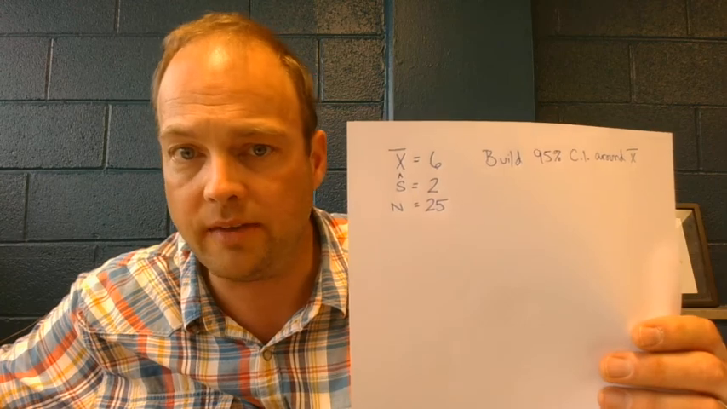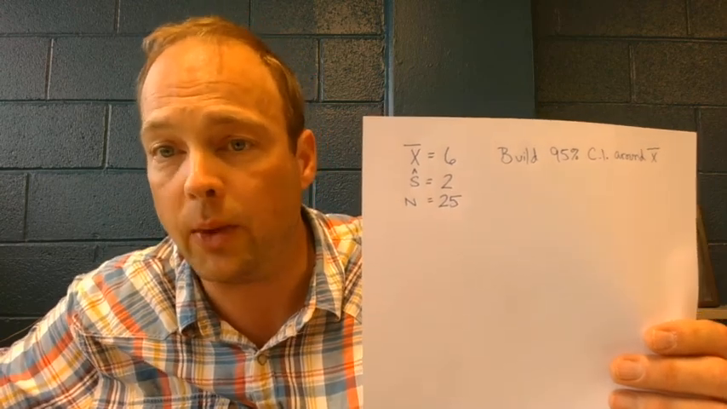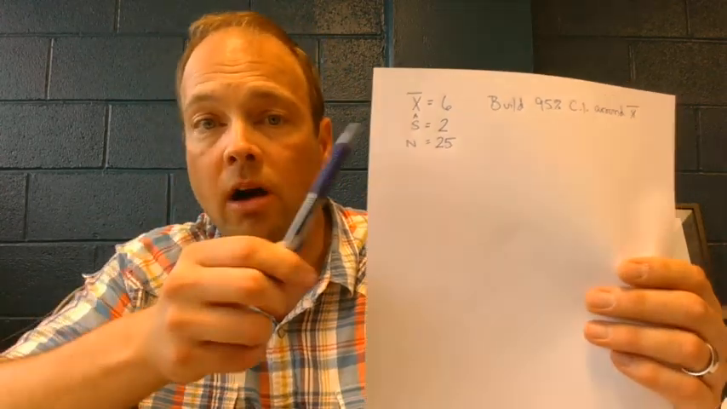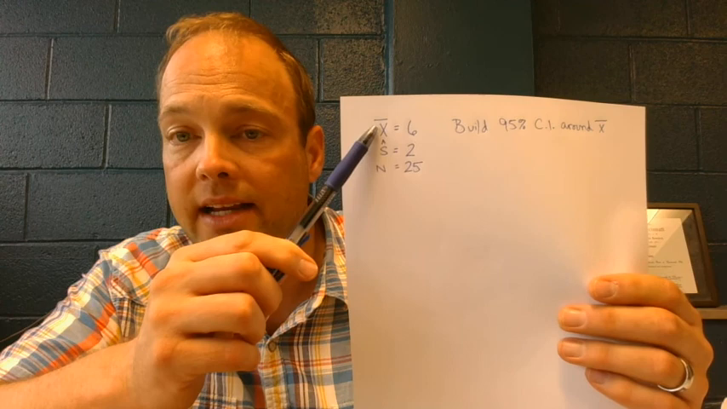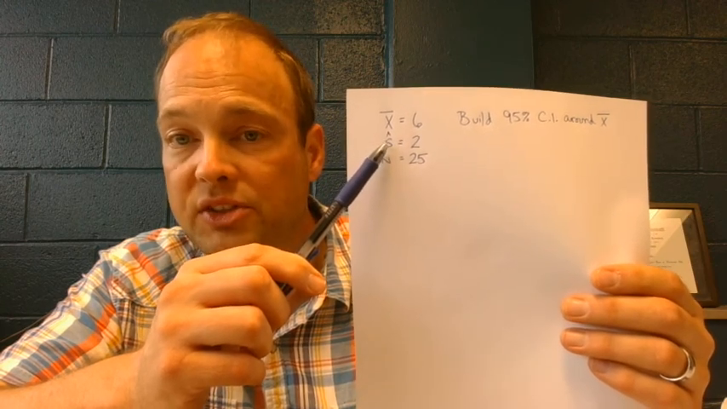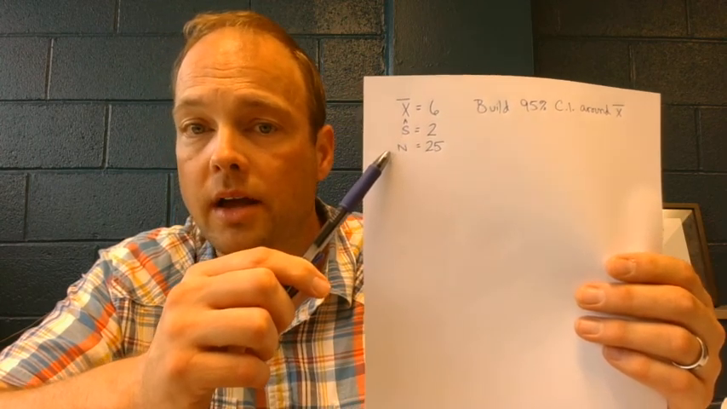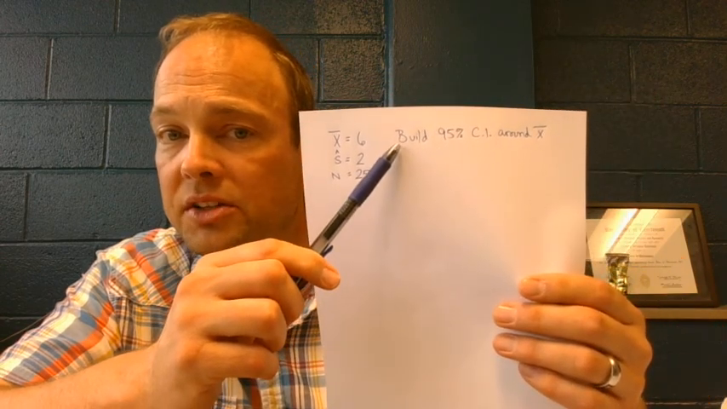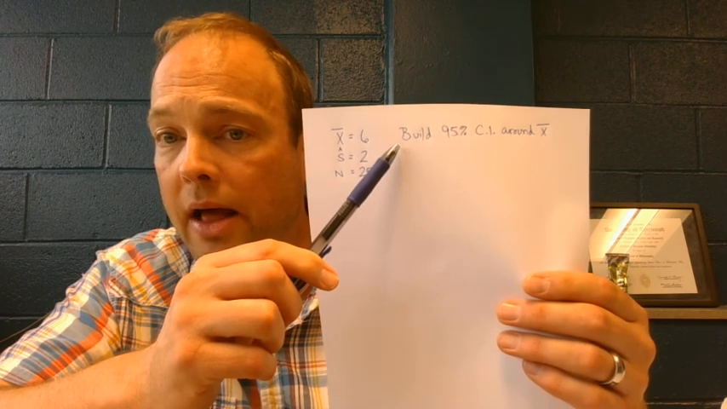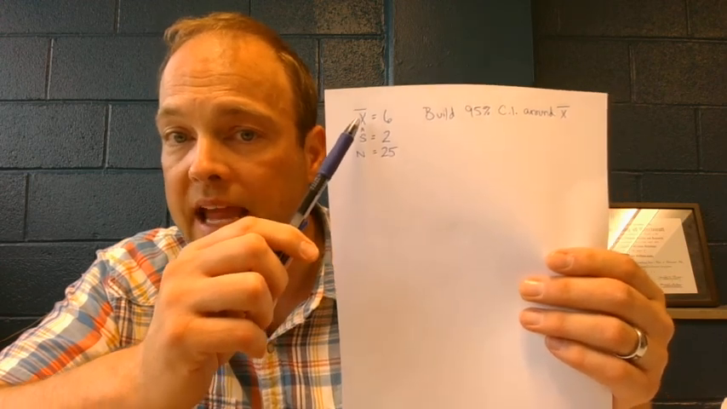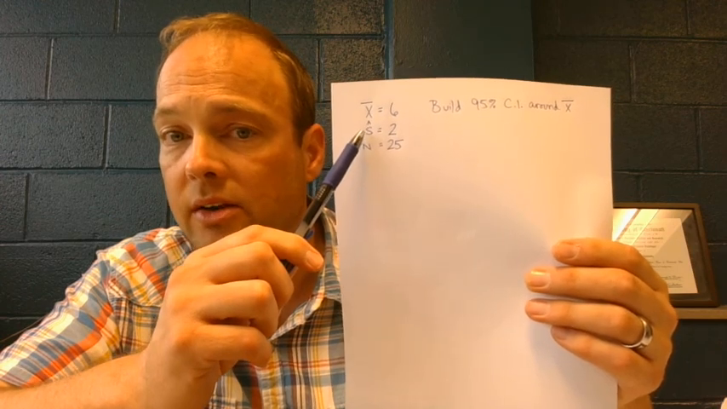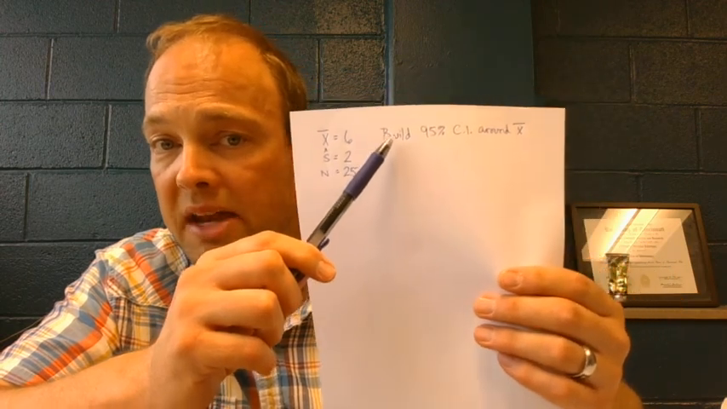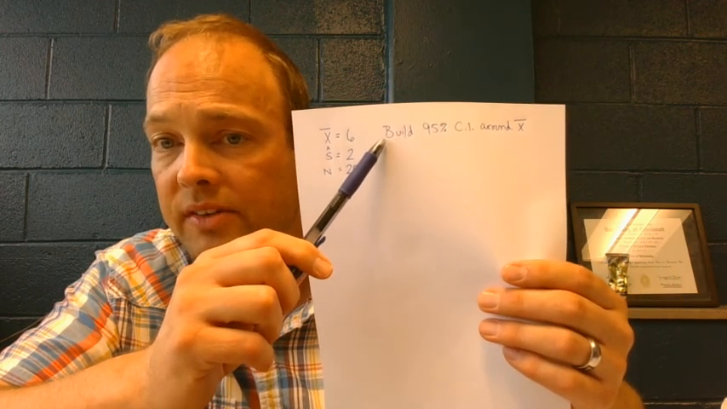So the first thing I'm going to ask you to do, and if you want to grab some paper and hit pause and write this down, I'm going to ask you to assume the following things: a sample mean of 6, a sample standard deviation of 2, a sample size of 25, and you've been asked to build 95% confidence intervals around that mean.